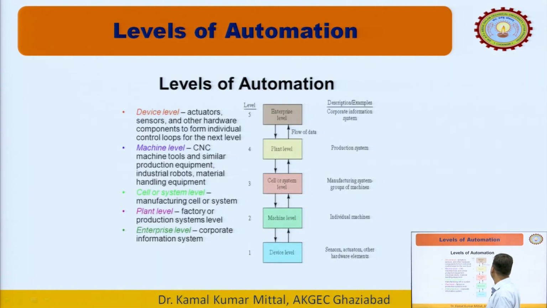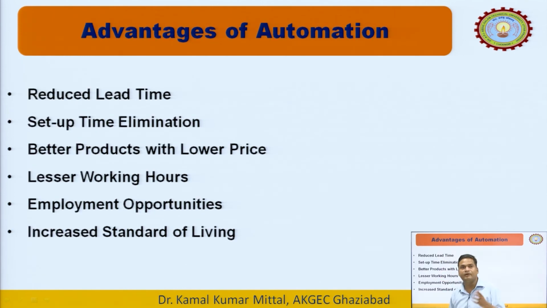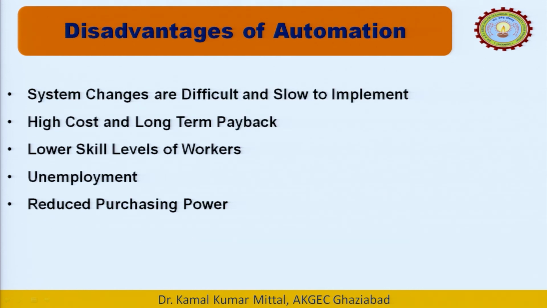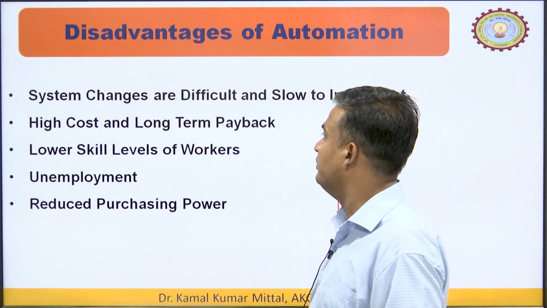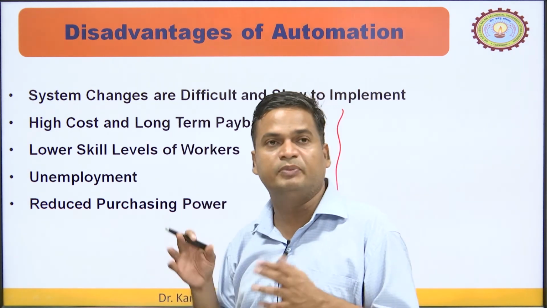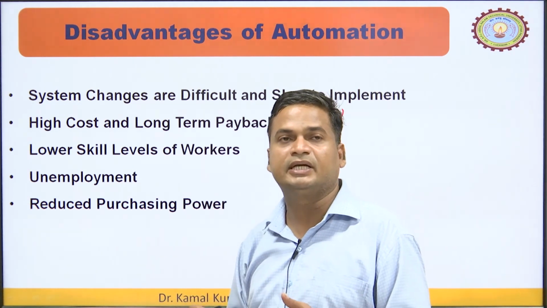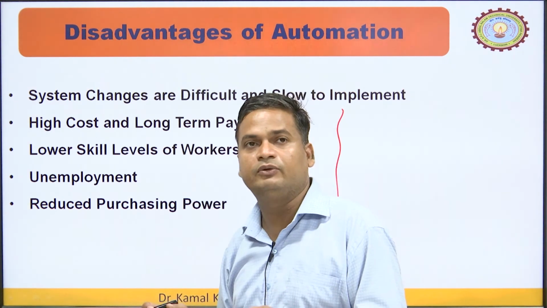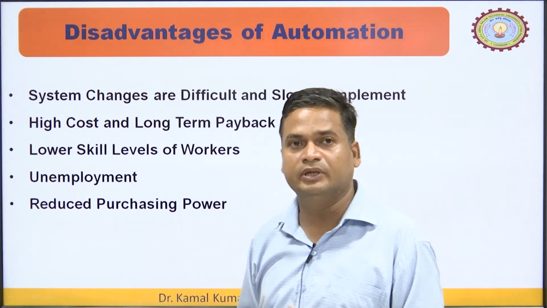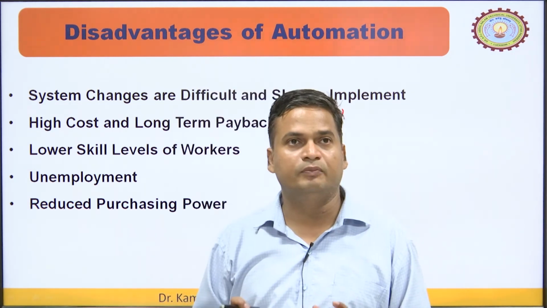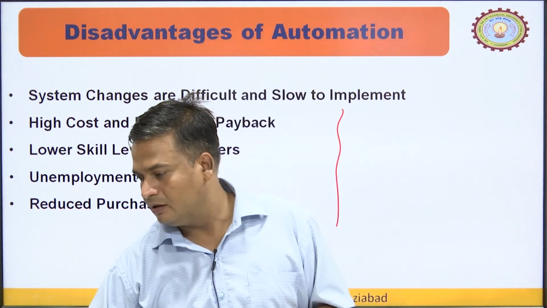Then we will discuss the different levels of automation: device level, machine level, cell level or system level, where a group of machines are there, plant level and enterprise level. Then we will discuss the different advantages one by one, the need of automation, then the disadvantages of automation. People are reluctant and not willing to implement it because they fear that their jobs will be lost, and unemployment will increase. So this is about automation, a brief introduction.